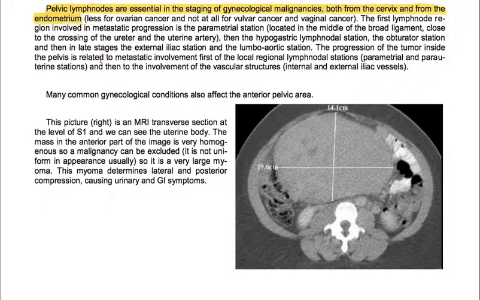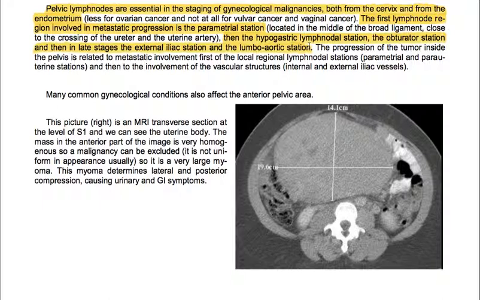The first lymph node region involved in metastatic progression is the parametrial station, located in the midline of the broad ligament, close to the crossing of the ureter and the uterine artery. Then we have the hypogastric lymph nodal station, the obturator station, and in the late stages the external iliac station and lumbo-aortic station. So we have first the parametrial station in the broad ligament, then the hypogastric station, then the obturator station, and then the external iliac and lumbo-aortic station.